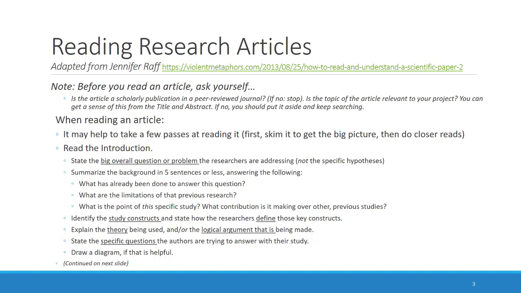You then want to summarize the background in about 5 sentences or less, answering the following: what has already been done to answer this question? This will appear in the literature review part of the author's article. Next, what are the limitations of that previous research? What has been some of the limitations that the authors are addressing in their current article? What is the point of this specific study? And what is the contribution that this specific study is making over other previous studies?